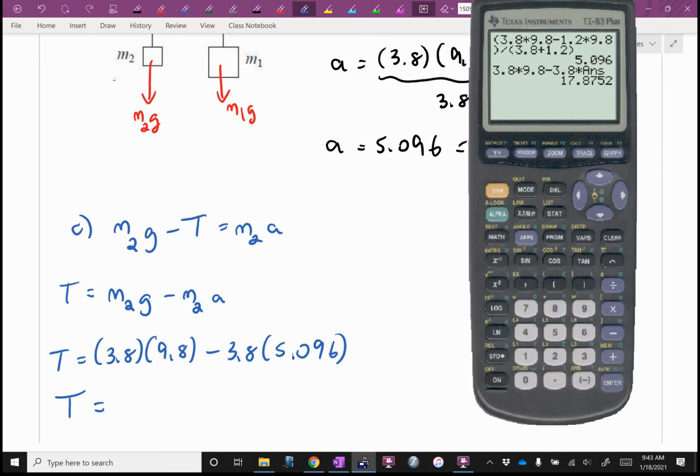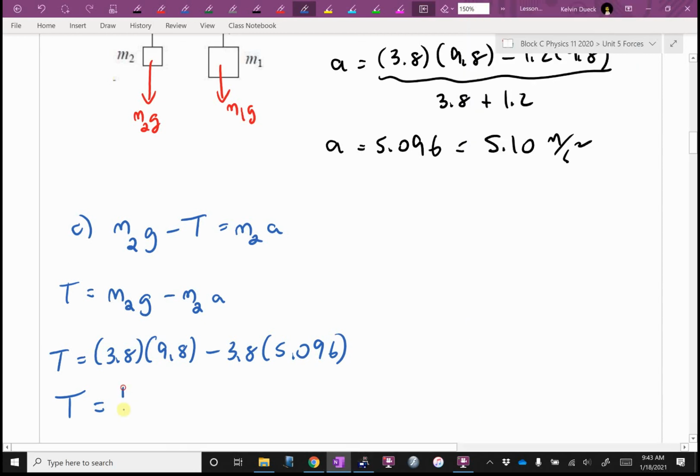And I got 17.8752. I'll write that as, I should check, is that right? Yeah. I'll write it as 17.9. And just for the record, you don't need to write this down if you don't want to, but if I had used the right-hand mass, it would be tension minus M1G equals M1A.